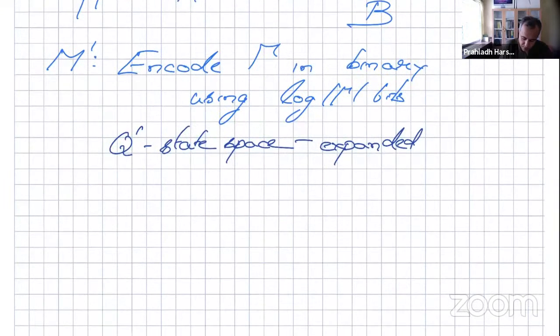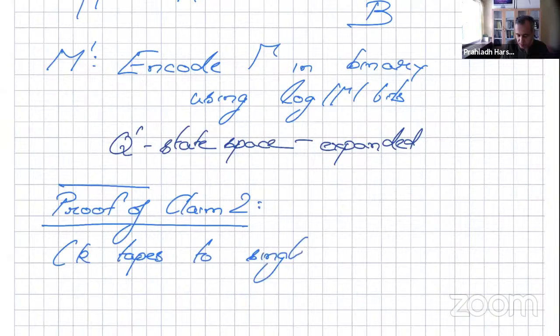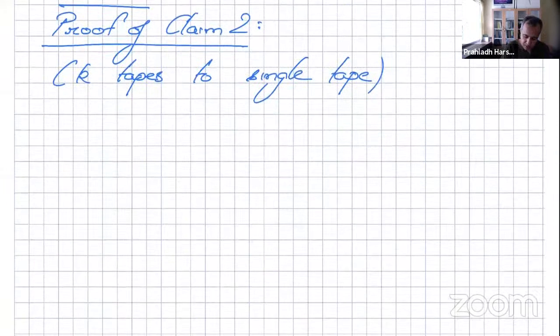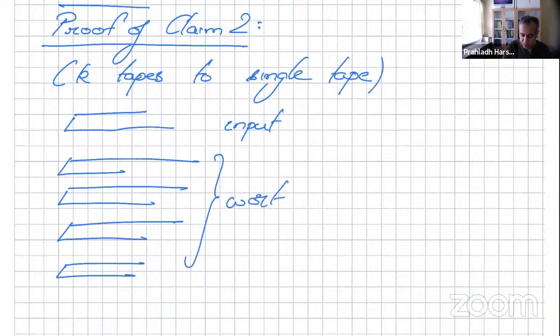This one. What about the proof of claim 2, where you want to go from k tapes to a single tape. Once again, what's the question we want? I have some Turing machine which has this input tape and a bunch of tapes of this form. These are its work tapes. That's the Turing machine M.